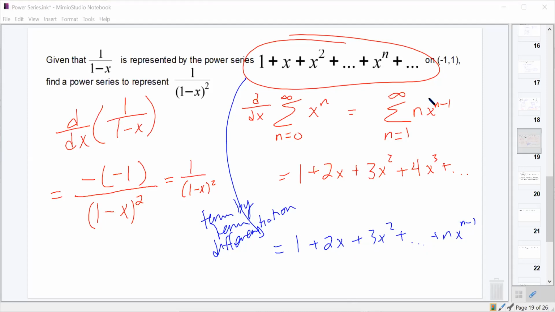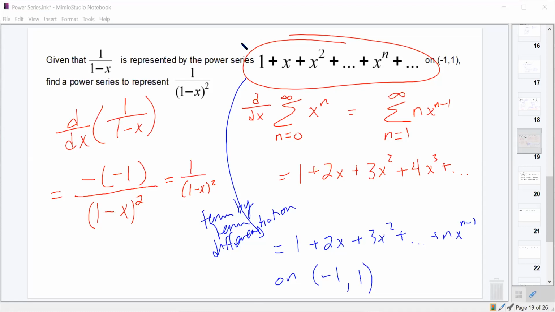Now, what is the interval of convergence? Well, when you take a series and take its term-by-term derivative, all that happens is you end up with the exact same interval of convergence. So this series should converge on -1 to 1 as well.